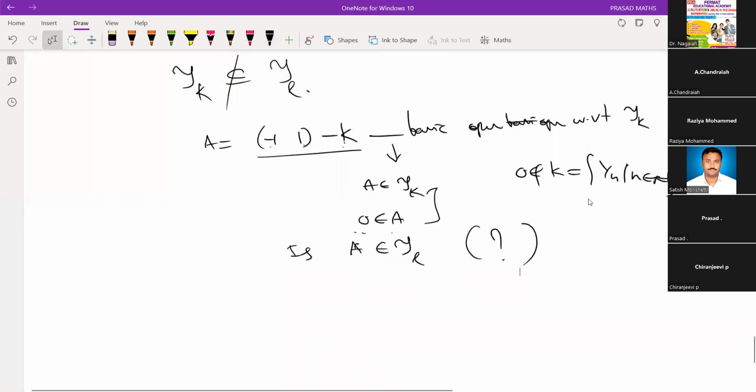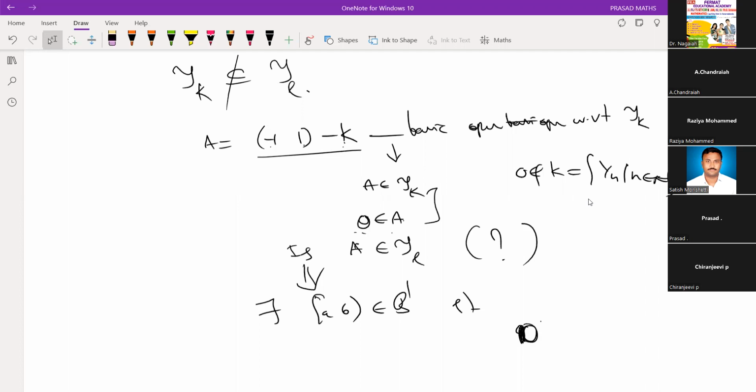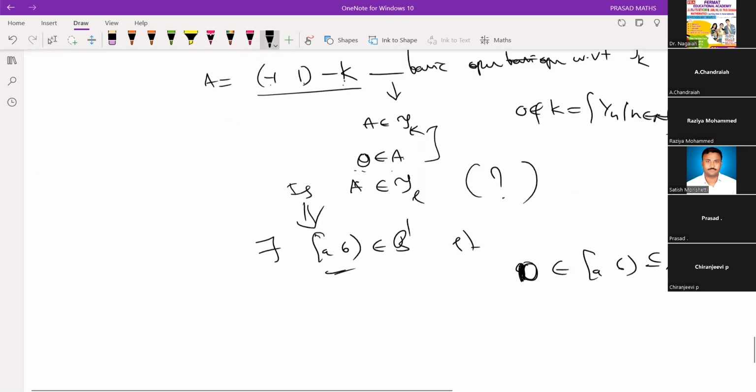No. Why? Because if it is open, I can find a basic open set with respect to the lower limit topology which is containing 0, of this form [a, b) containing 0. Right? Because this is an open set with respect to lower limit topology, left closed, right open. So [a, b) contained in A means a should be less than or equal to 0, and 0 less than b. Therefore, here b is positive.